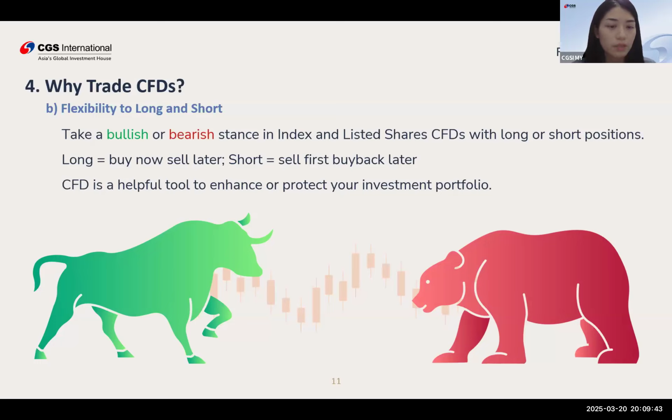So for example, if you want to enhance your portfolio return, you can long index or share CFD. Whereas if you want to protect your portfolio from shares like Apple, Microsoft, or Tesla that you are anticipating in a bear market, then you can individually short the Apple, Microsoft, or Tesla CFD, or you short the US Tech CFD, which is the underlying of Nasdaq 100. So any gain from this CFD can be used to cover your losses in your actual portfolio.